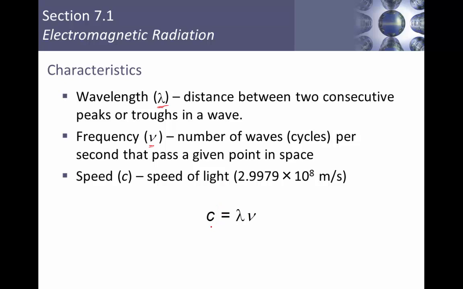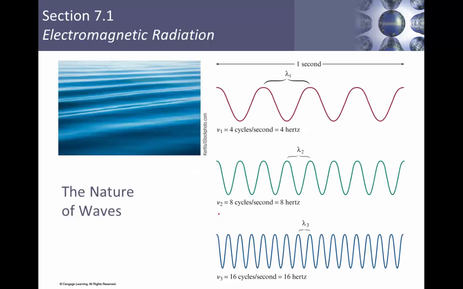Okay, so now here is speed of light written as an equation with wavelength and frequency. And notice that wavelength and frequency have an inverse relationship to keep speed of light constant. Okay, so let's move on and examine those two relationships.